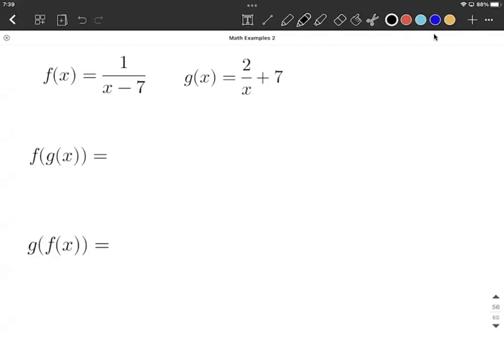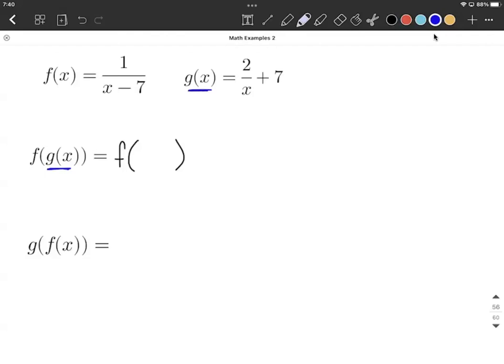Okay, let's try a composition of functions. So we have f of x and g of x given to us, and we first want to figure out what is f composed with g of x. When you get going on these, it's important to leave the outer function alone and deal with the inner function first. The inner function, what I mean by that is g of x is being plugged into f.